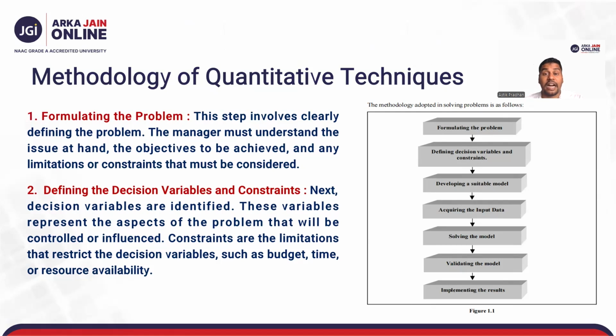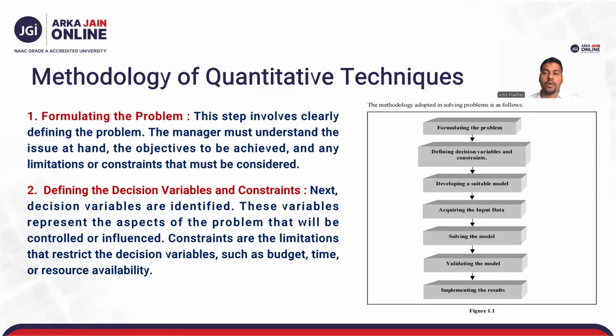The manager must understand the issue at hand, the objective to be achieved, and any limitations or constraints that must be considered. So, from the management point of view, the issues must be clear, the objective based on the issue must be achieved, and the possible limitations must also be considered in that area.